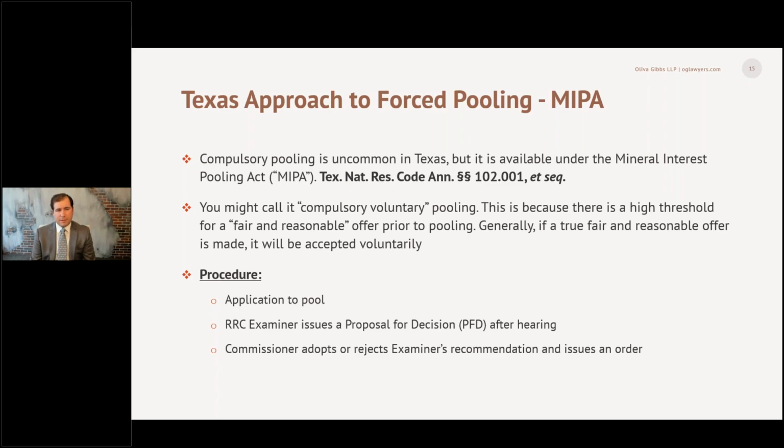The procedure for MIPA generally depends on what type of MIPA you're trying to accomplish. There are two different types that we'll discuss in a little bit, but the general procedure is you file your application to pool. The Railroad Commission examiner issues a proposal for decision after your hearing on the application to pool. Then the commissioner either adopts or rejects that examiner's recommendation and issues an order either pooling or not pooling the interest.